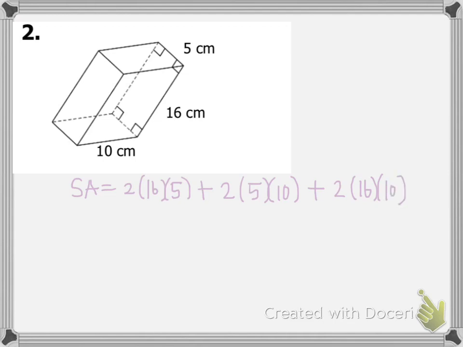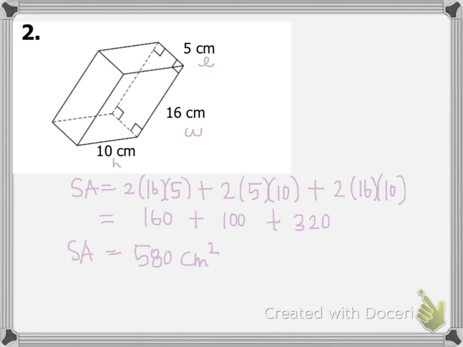Okay, in this case we got our length, we labeled that our width, and then that would be our height. So 2 times 16 times 5, so that's 160, plus 100, plus 320. So that'd be 580. And we're still looking at area, so it's still going to be in squared units. So it'll be in centimeters squared.